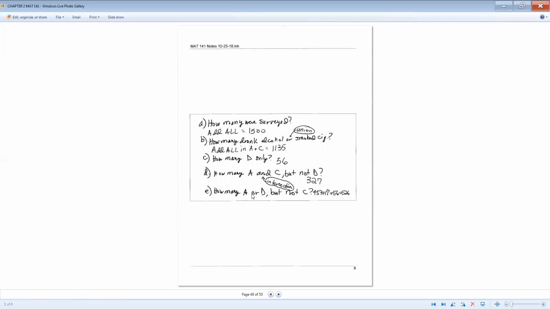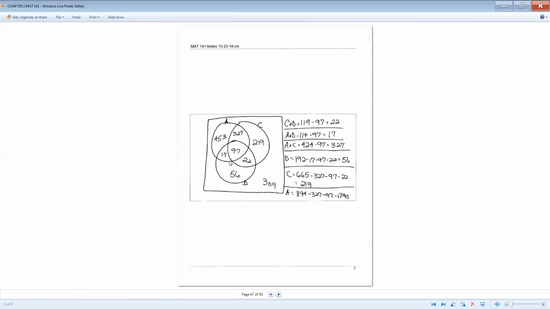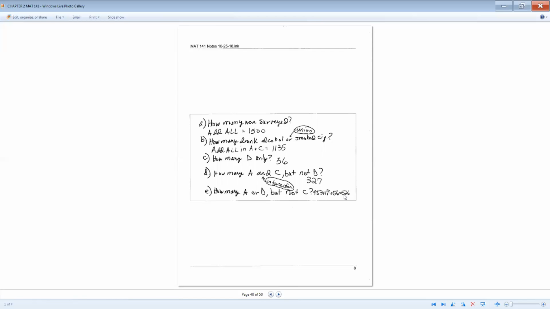How many did alcohol or drugs, but not cigarettes? So you're talking about alcohol or drugs, you're unioning alcohol and drugs, but you're leaving out the cigarettes part. So all you're doing is adding 453, 17, and 56. And they gave me 526.